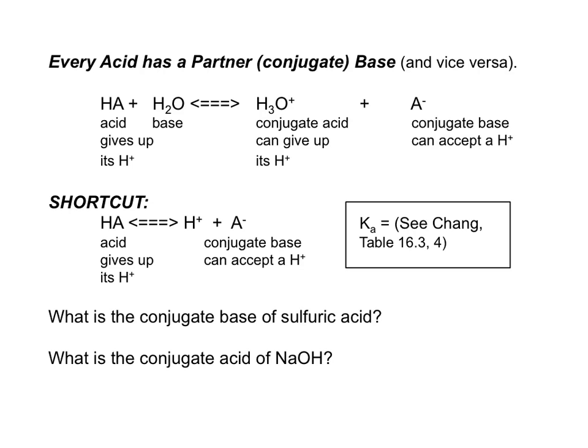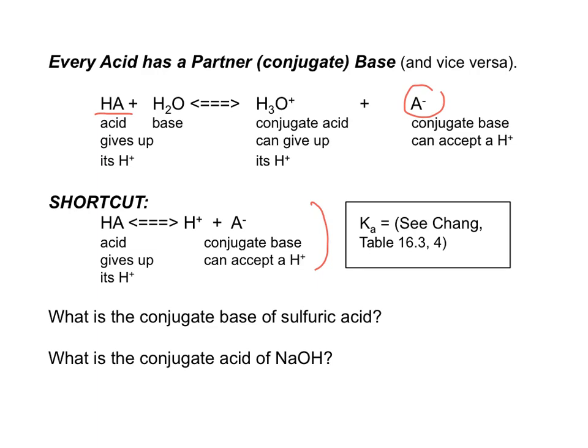Every acid has a partner or conjugate base. For example, HA, when it gives up its proton, forms A-. So A- is its conjugate base. A base also has a conjugate acid, so note that water behaves like a base. When it accepts a proton to form H3O+, that is the conjugate acid of water. So here's a shortcut way of writing that above equation.